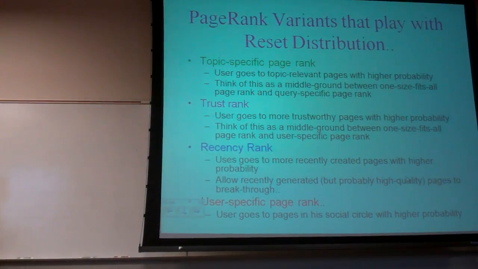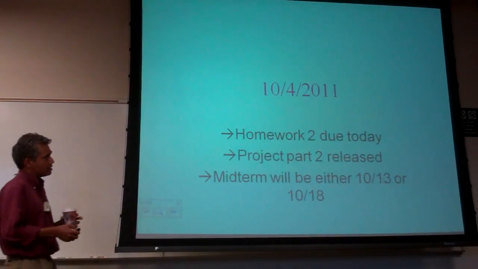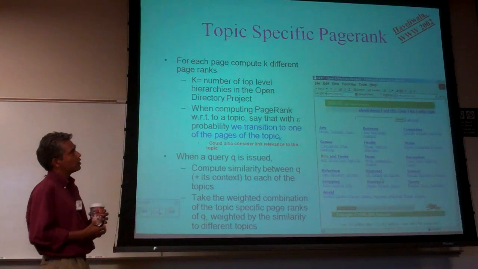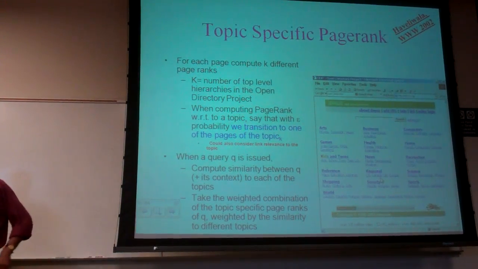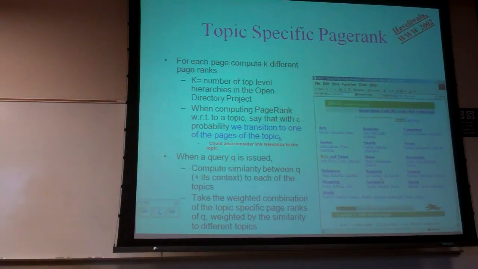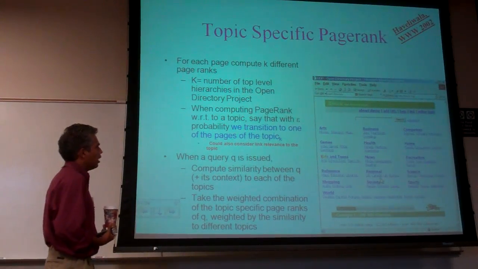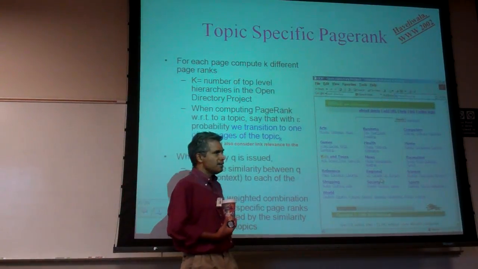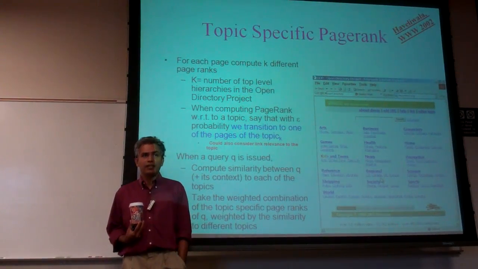Okay, so last class before we left, we were talking about topic-specific PageRank. At least that was my last slide. Is that what we were talking about? Can somebody remind me how we were using the reset matrix in topic-specific PageRank?